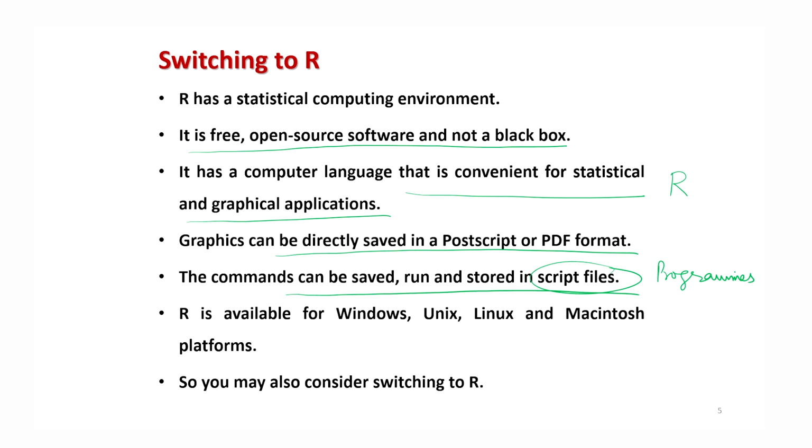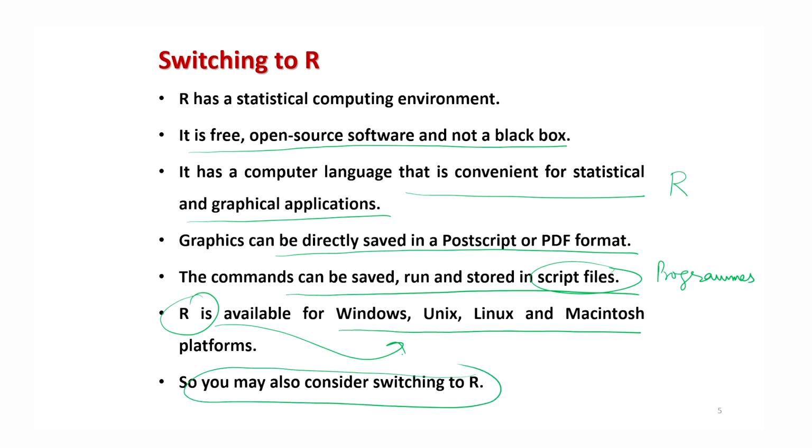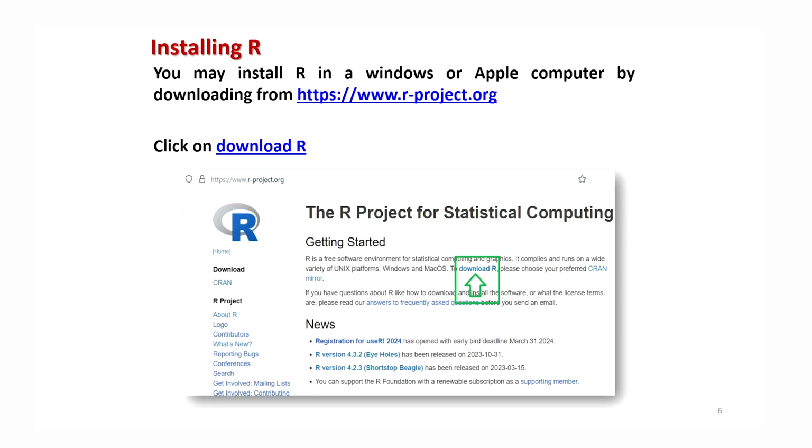right? Different types of software are available on different platforms like Windows, Unix, Linux, Macintosh. So similar is the R software. This is also available on all such popular platforms, and you can download it freely, depending on your platform, from the website of the R software. So now you may consider that you should also start using R and switch to the R software.